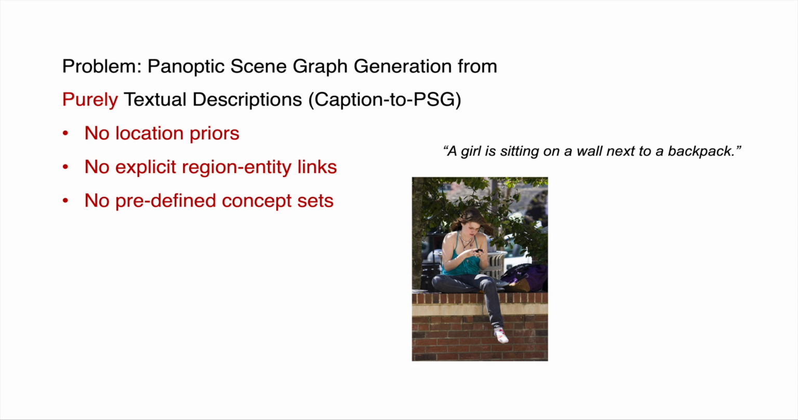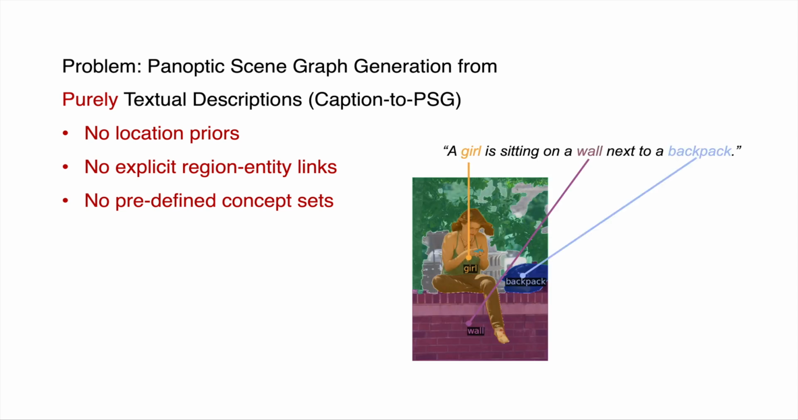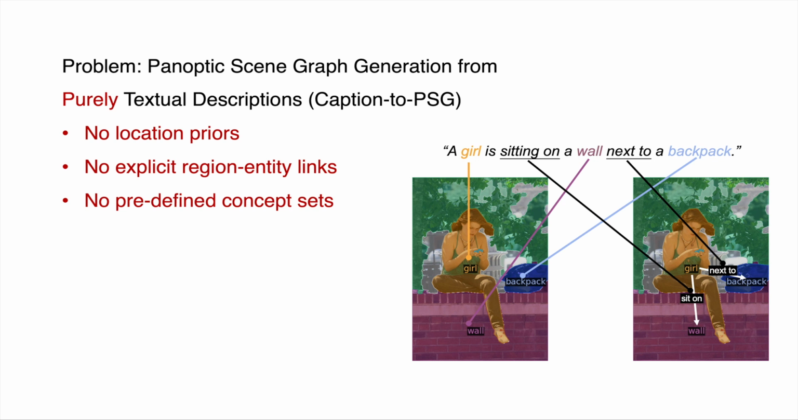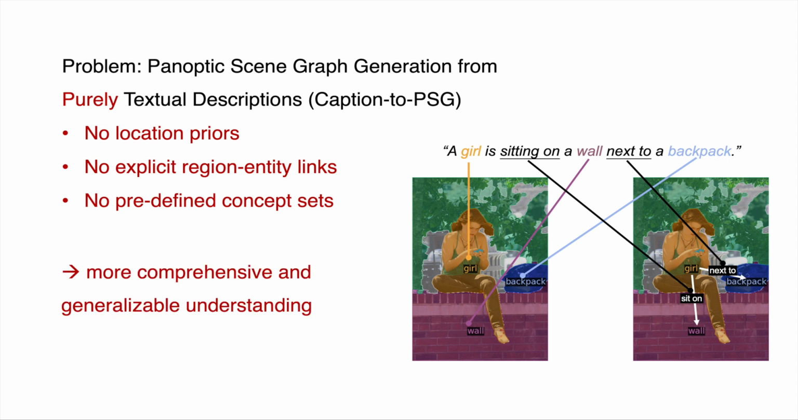Given these constraints, we argue that there are two key challenges to learn a structured understanding from image caption pairs. First, the model should learn to partition the scene and ground entities in language onto the visual scene. Second, the model should also learn the object semantics and the relation predicates purely from textual descriptions. By solving these challenges, the model could associate visual scene patterns with textual descriptions, gradually acquire common sense among them, and finally reach a more comprehensive and generalizable understanding.